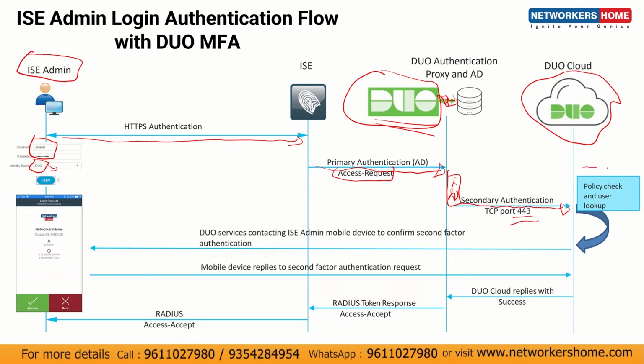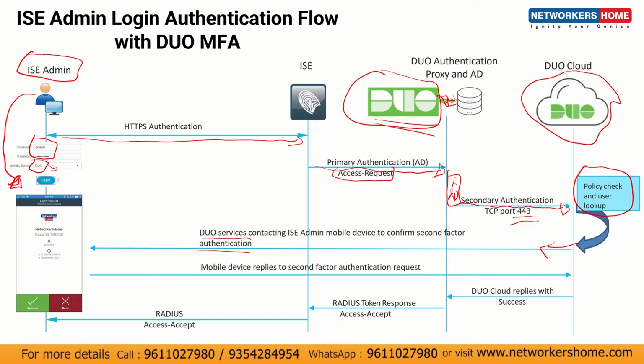On the DUO cloud, the policy check, the user lookup and any custom policy checks will be done to check what configuration is exactly done for the Cisco ISE application, and whether there are any other additional policies created, like requiring a biometric, or that a user coming from a specific network only can be given access. After doing this, DUO will send a second factor to this user's mobile phone.